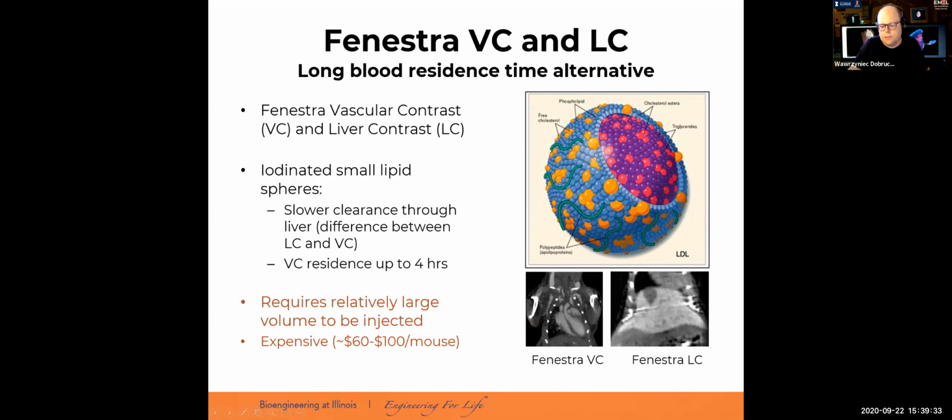On the left side, you can see the Fenestra VC vascular contrast agent, where after injection we can see very nicely the delineation of the tissue of the left ventricle of the heart and the blood, which is much brighter because of the contrast. On the right side, it's a specific contrast agent, Fenestra LC, for liver imaging. It only binds to the liver, so you can use it, for example, to observe a liver tumor. The liver tumor is shown over here as this dark shadow on the image.